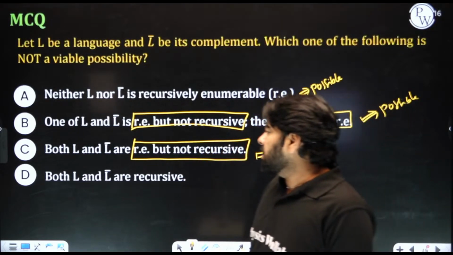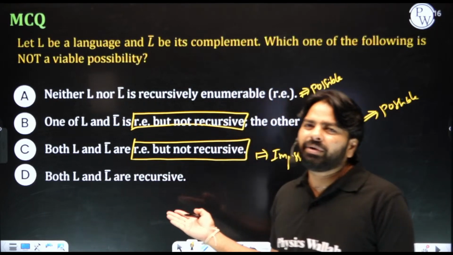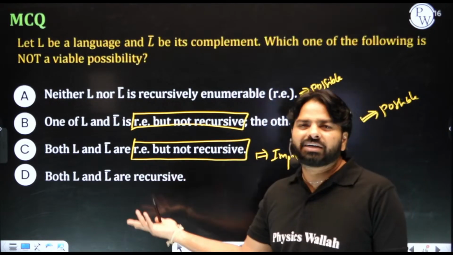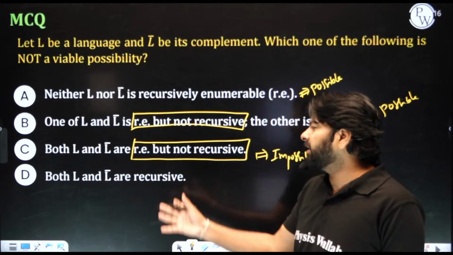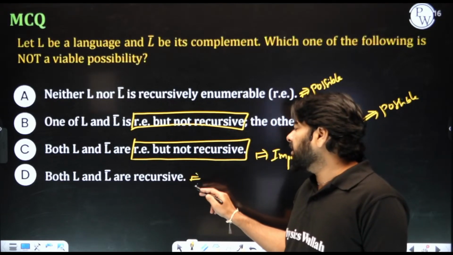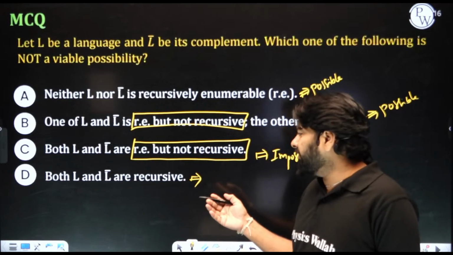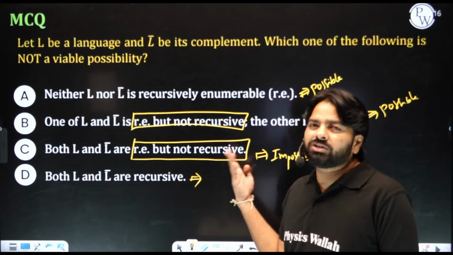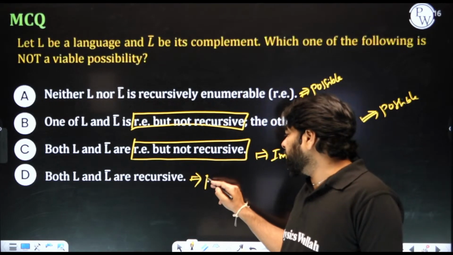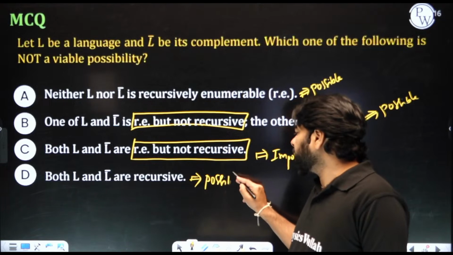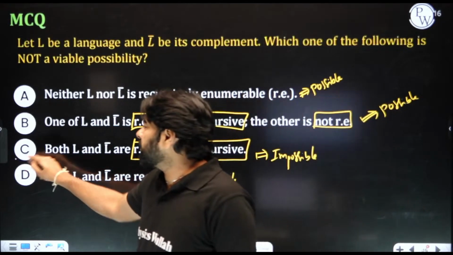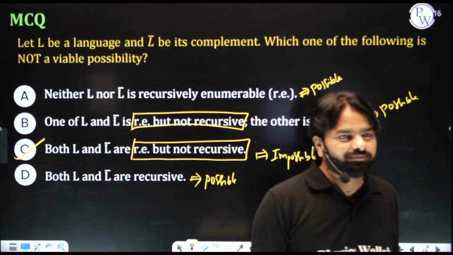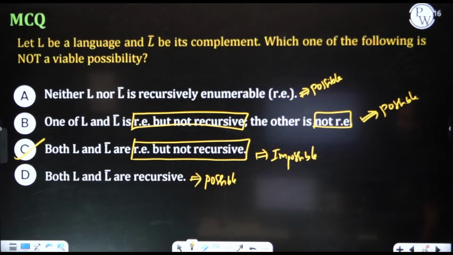Last one, both L and L complement can be recursive. Of course, if one of them is recursive, the complement is definitely recursive. We see infinite examples for them. If L is recursive, L complement is always recursive. So this is possible. So only C, only C. Yeah, only C. Correct.